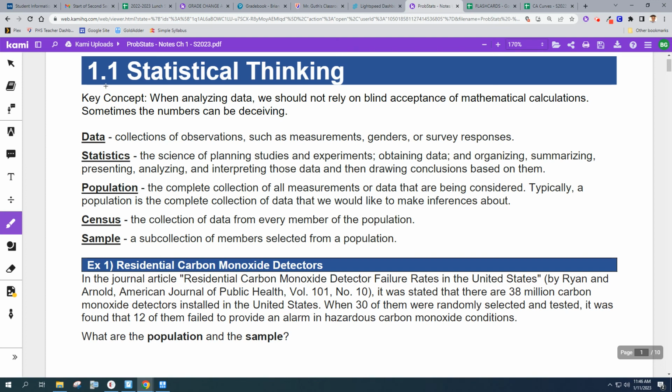1.1 Statistical Thinking. The key concept when analyzing data: we shouldn't rely on blind acceptance of mathematical calculations. Sometimes numbers can be deceiving. Take a second and read through these definitions. It is going to be extremely important in this chapter to learn the terms.